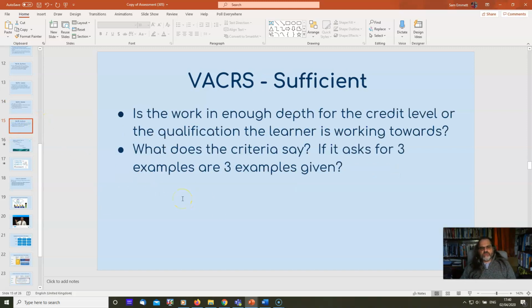Sufficient. Is the work in enough depth for the credit or level of the qualification the learner is working towards? In this case, we're looking at level 3, and your student guide or your book will have what that means in terms of what we expect at that level. It's different to what's expected at level 6 or level 7, which are degree and master's levels. And then obviously, if the criteria says provide 3 examples, are 3 examples given? If it asks for 3 examples, you need to provide 3 examples.